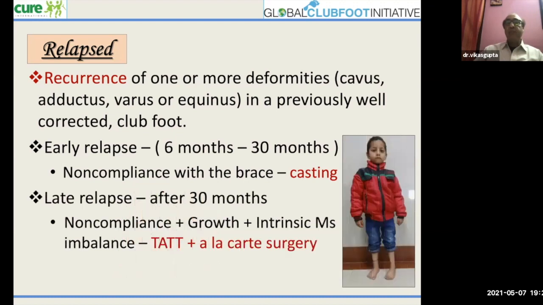Versus late relapse, seen after 30 months. And these are, in addition to the non-compliance with bracing, due to growth factors and intrinsic muscle imbalance. And tibialis anterior tendon transfer, along with a few surgical methods, remains the treatment of choice in these children presenting after 2.5 years with relapse.